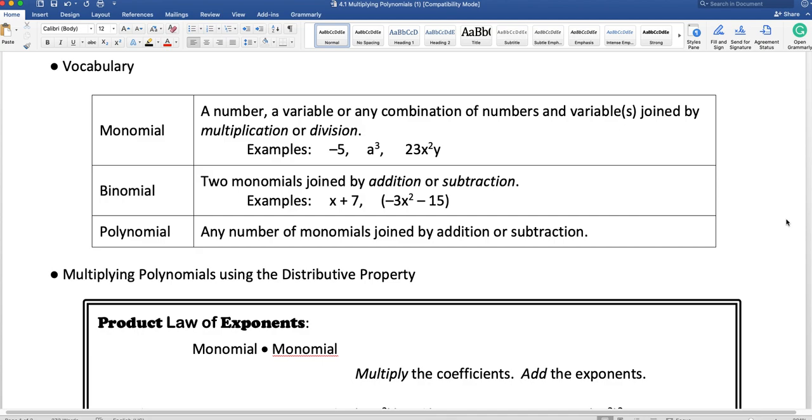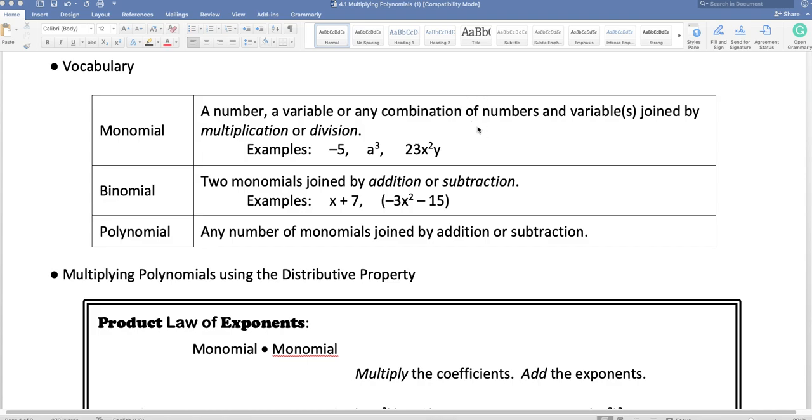Let me turn the pen on so I can at least follow along with a point while I'm doing this. Right here, I've got a number by itself as a monomial. I've got a variable with an exponent, it's a monomial. And then I've got a number, which is a coefficient, and two variables. This says 23 times x squared times y. So this is also a monomial.